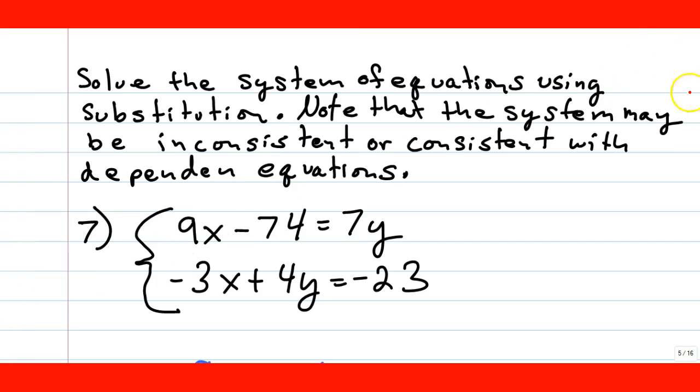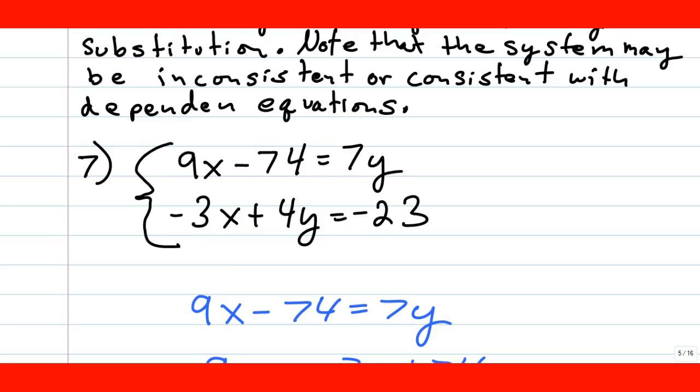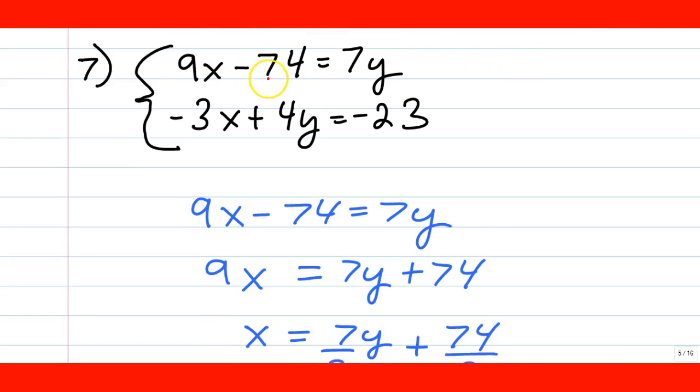In number 7, we have the equations 9x minus 74 equals 7 times y, and negative 3x plus 4y equals negative 23. To solve by substitution, we need to solve for one of the variables in one of the two equations. It doesn't really matter which one you select, as long as you solve for a single variable. So I can take the first equation or the second equation to work with.